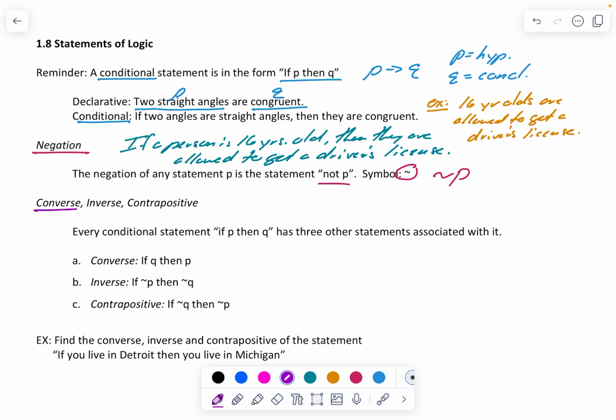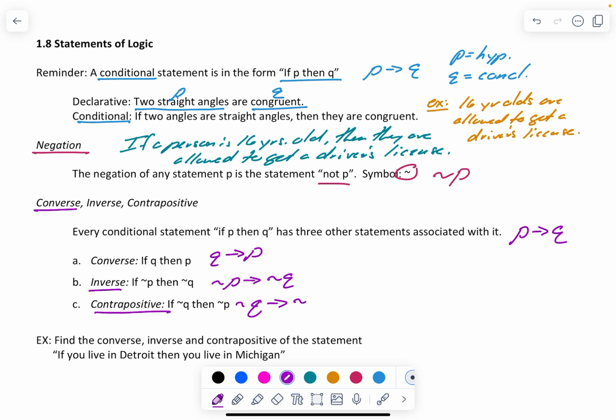Okay, so we learned about the converse the other day. So if we have a conditional statement, it is P implies Q, or if P then Q. And we learned the converse the other day was if Q then P. We flip-flop it. Now we're going to learn the last two types of statements. First of all, the inverse. The inverse is negating the conditional. So not P implies not Q. If not P, then not Q. And then the contrapositive is if not Q, then not P.